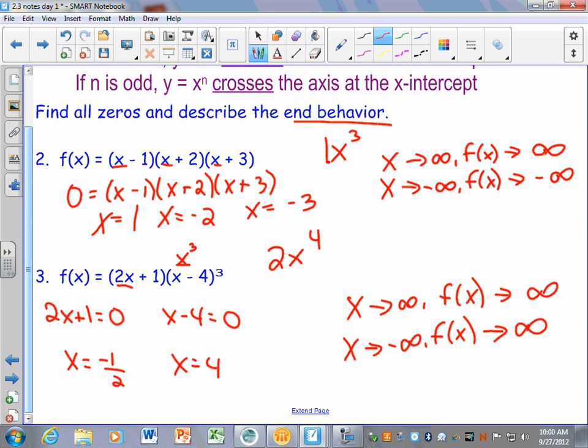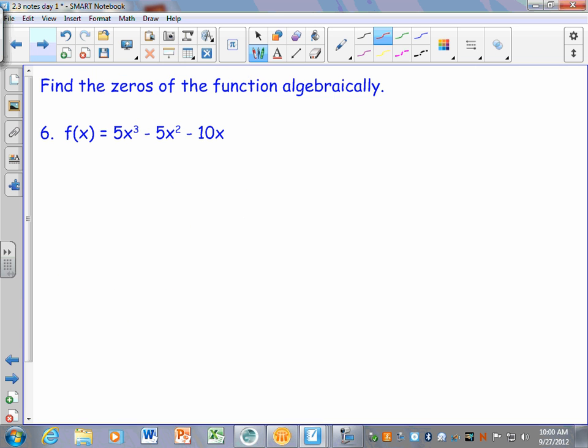Okay, the last thing that I have on your homework today is you are going to actually do a little bit of maybe factoring. So I think I'm going to skip this next one here, and we're going to make this number 4. And this is our last one. The last part of your homework, and I think I gave you 2 or 3 problems from this one. It says, find the zeros of the function algebraically.